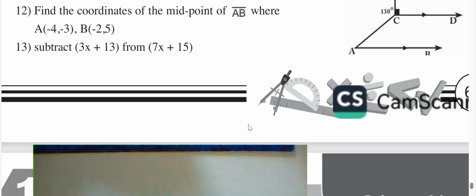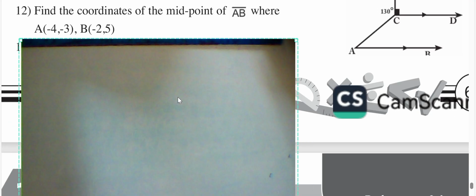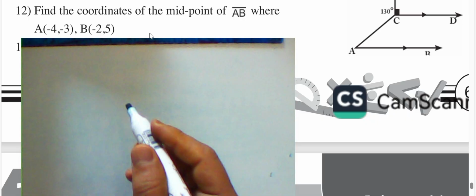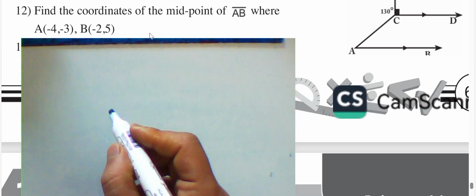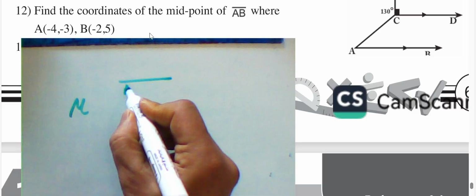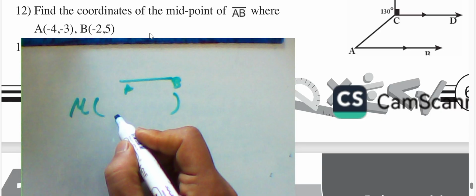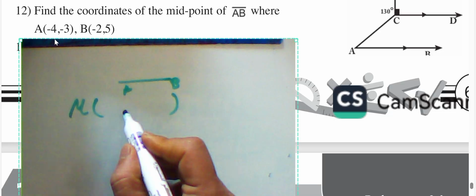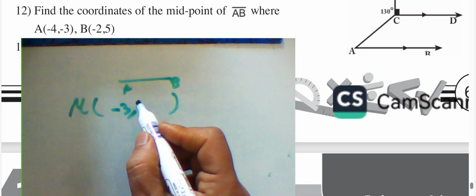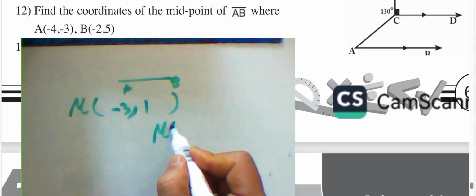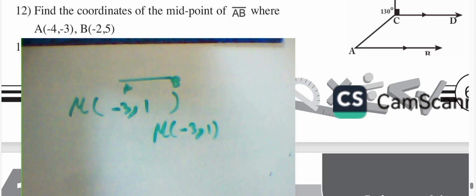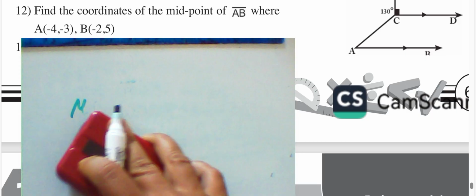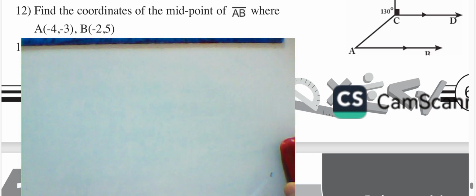Next question. Find the coordinates of the midpoint of AB. We can find the coordinates of the midpoint M, which lies between A and B. We collect x by x: negative 4 plus negative 2 is negative 6. Negative 6 divided by 2 equals negative 3. And negative 3 plus 5 is 2, 2 divided by 2 is 1. Then the point M will be negative 3 and 1. Next question.